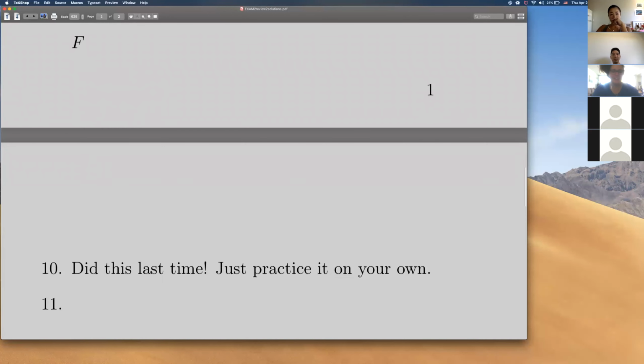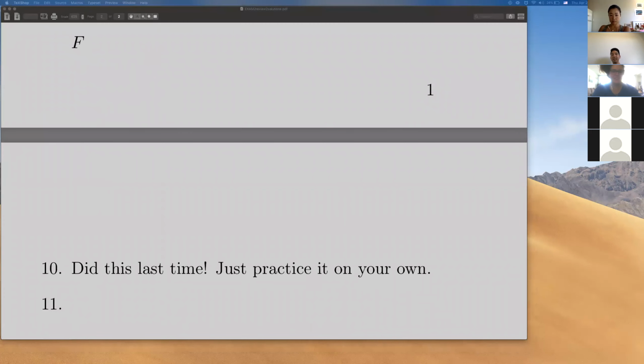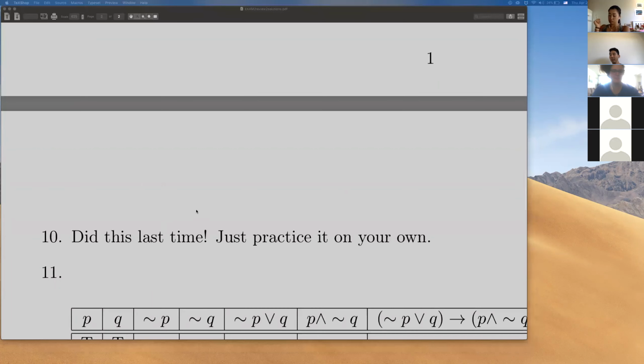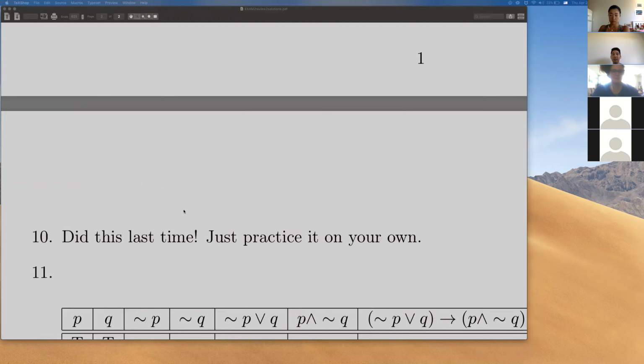Okay, guys. Number 10, we're skipping because that's just practice. Yeah, we actually did that last time. Practice with the basic connectives operations. So I'm not going to go over that one. You can find it on the last video. It's the same thing.